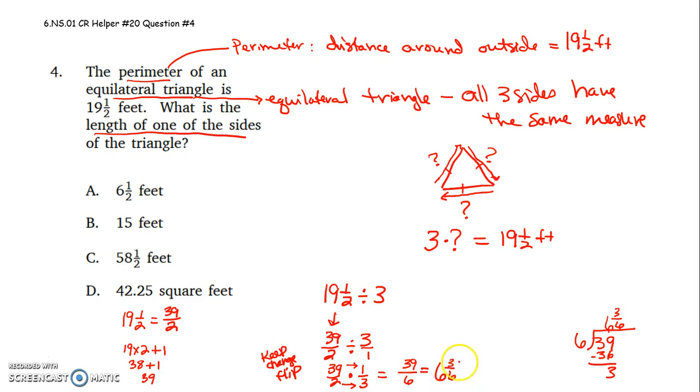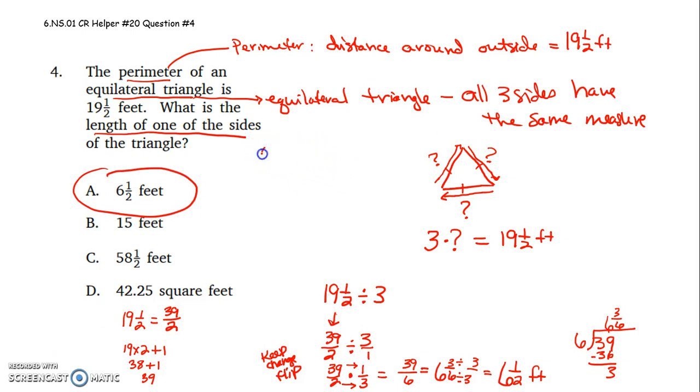But 3/6 is not in simplest form. I could divide numerator and denominator by 3. And that will give me 6, and 3 divided by 3 is 1, 6 divided by 3 is 2. 6 and 1/2, or 6.5 feet. So each side must be 6.5 feet.